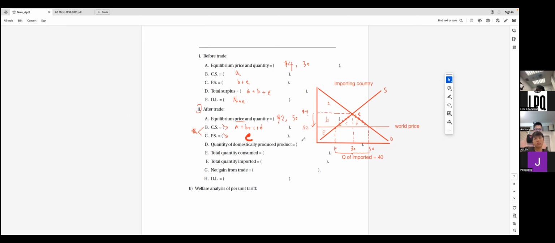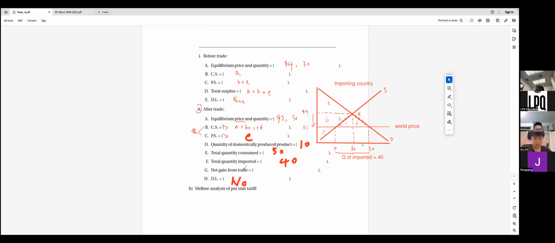Quantity of domestic production is 10. Quantity consumed is 50. So how many units have we imported from China? 50 minus 10, so 40. Do we have a deadweight loss? No, because currently there is no government intervention, no tariff policy, right? No tariff policy, so no deadweight loss.